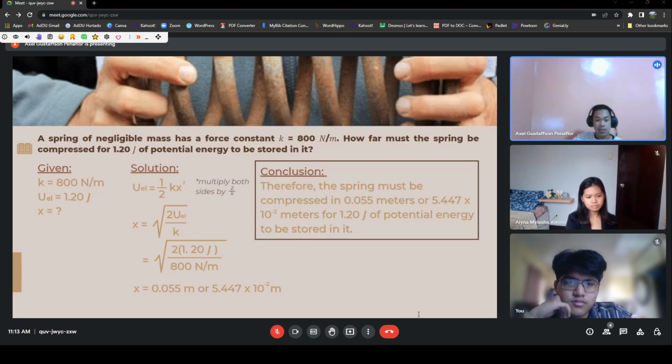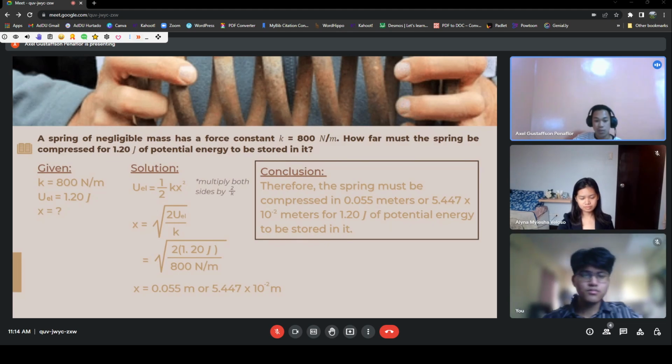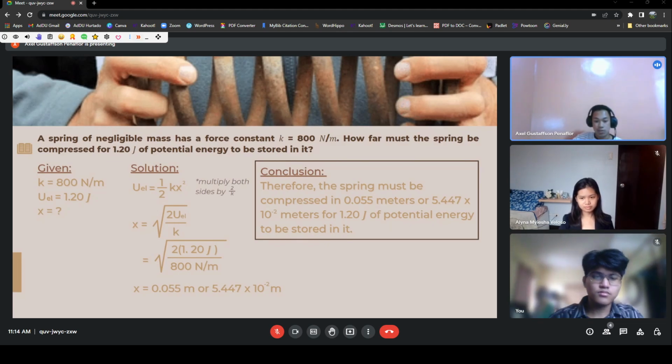We'll be utilizing the formula of elastic potential energy, which is equal to force constant k times x squared over 2, or one half times force constant k times x squared. We then multiply both sides of the equation by 2 over k to isolate x squared. We then get the square root, thus having the equation of x equal to the square root of 2 times the elastic potential energy, or 2 U sub EL, over force constant k.